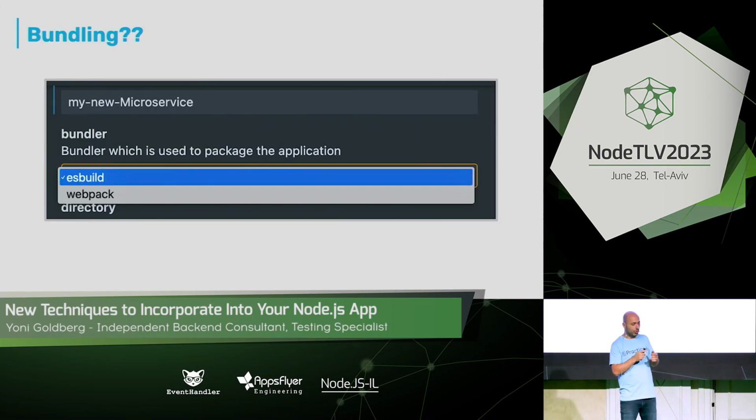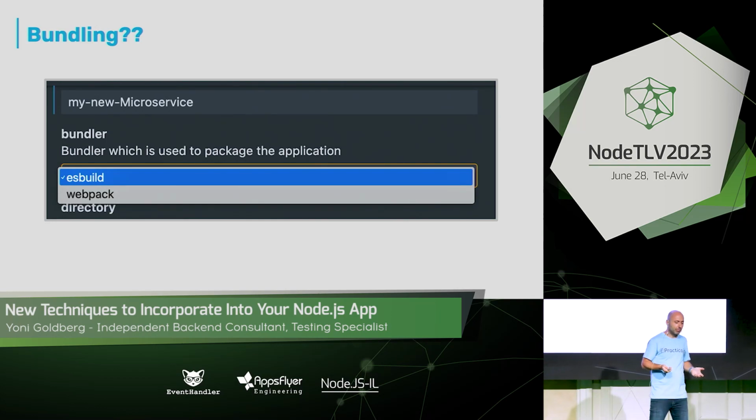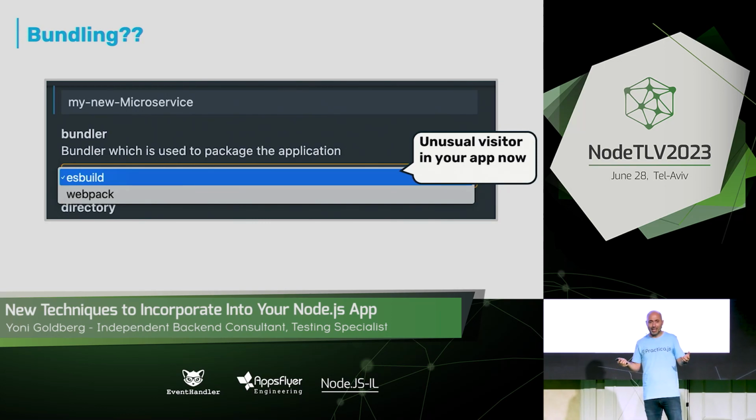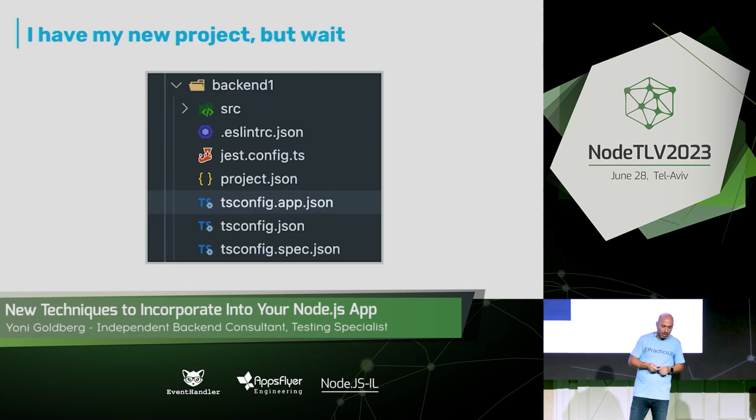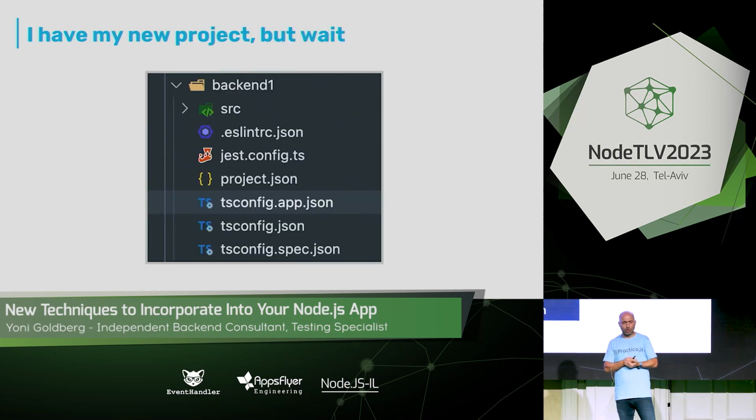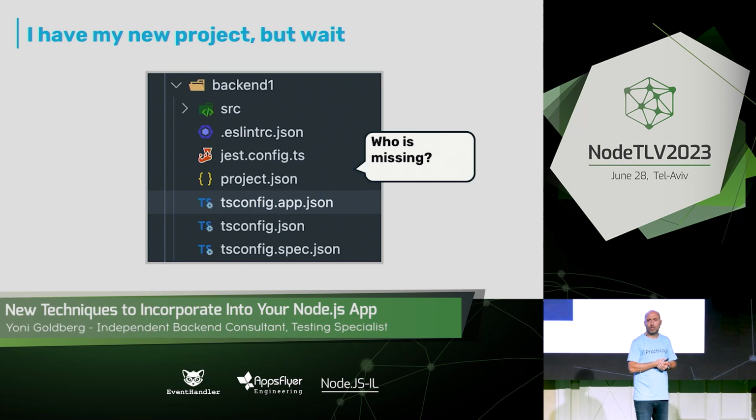Well, for a start, when you look at the generation code, it asks you which bundler you need. It's not transpiler, bundler. I don't need a bundler, it's backend. But there is no other option. I get an unusual visitor now in my code, a bundling. Okay, now my code was generated. Look at the code. Who is missing? This is my microservice, backend. A very good friend of ours.